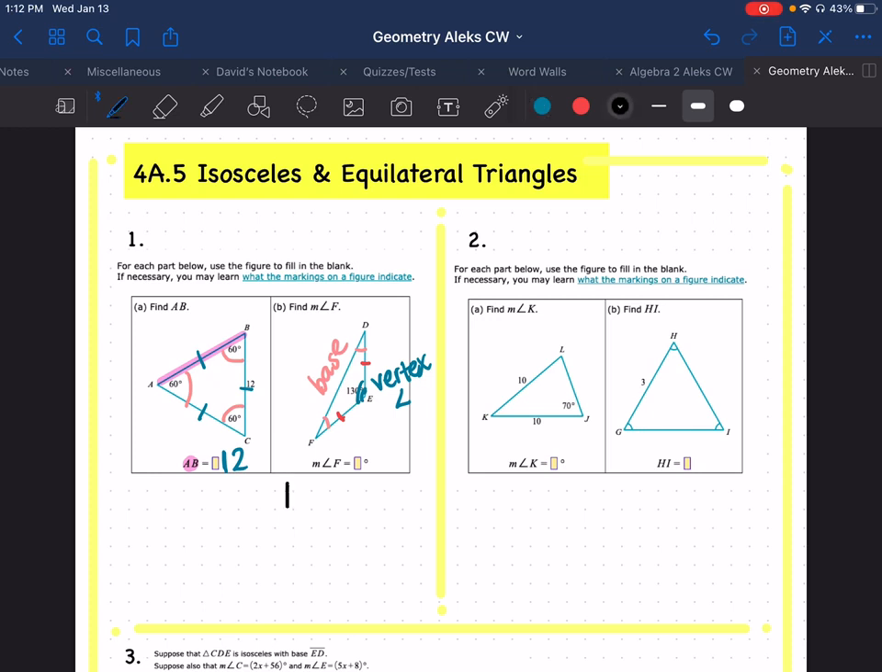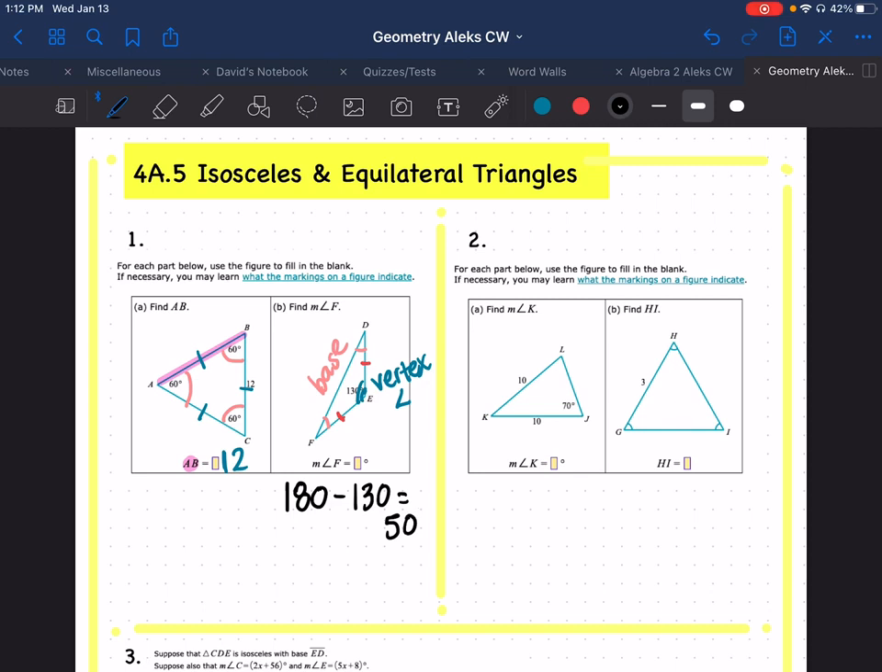I'm going to take my 180, because all 3 angles in a triangle have to add up to 180. And I'm simply going to take away the 130 that I was given. If you were given a different number in this same position, you would take it away. So 180 minus 130, I think that's 50. No, I'm going to double check. Yep, 50.